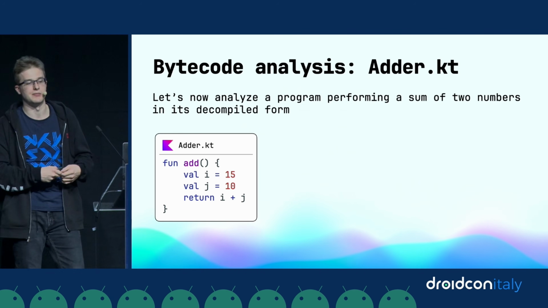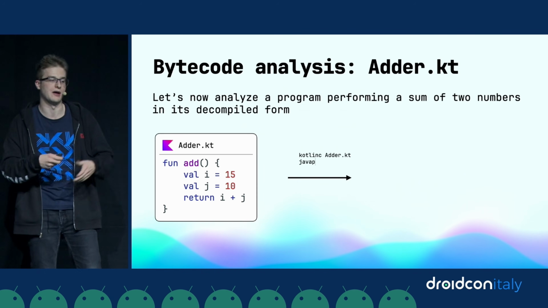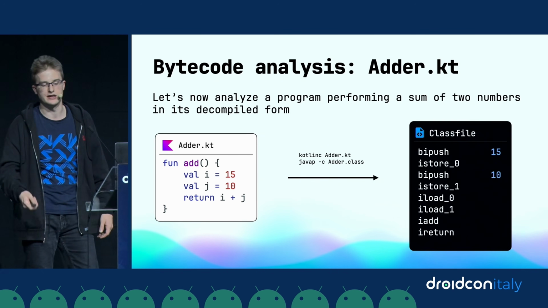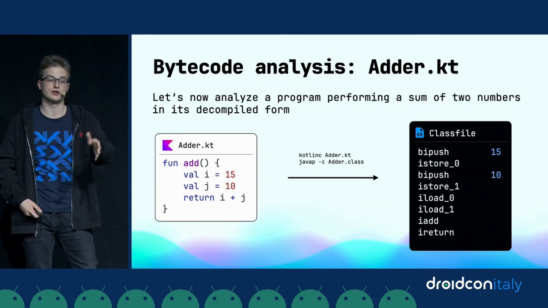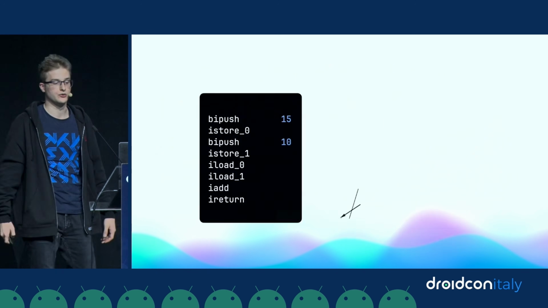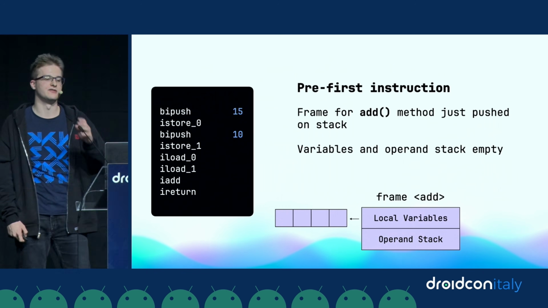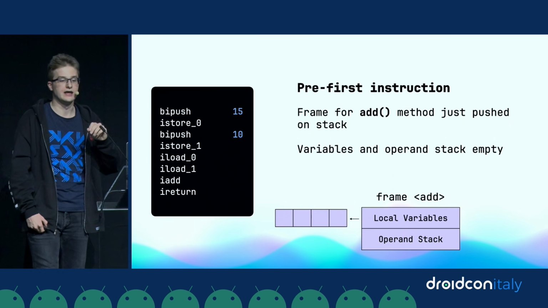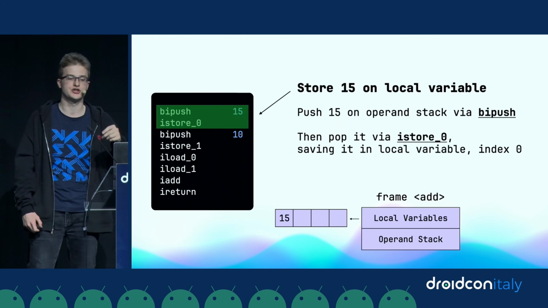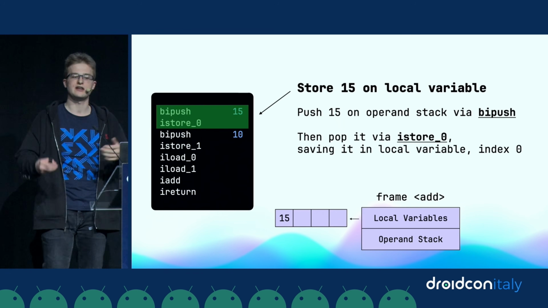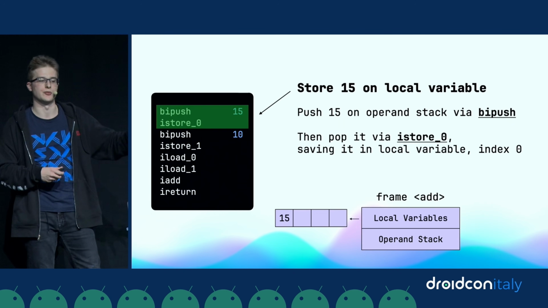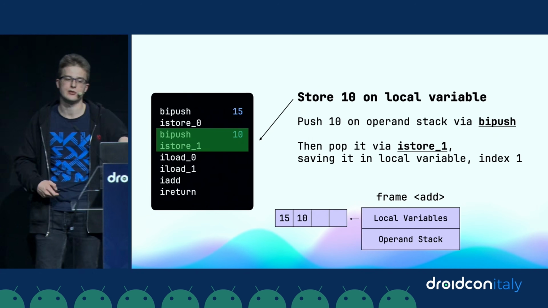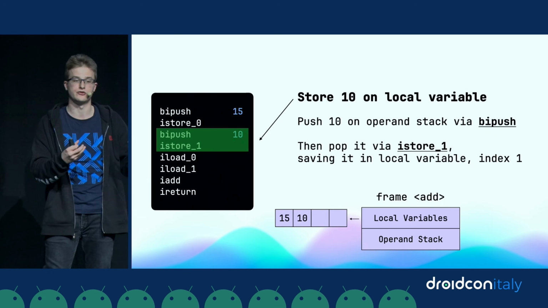Okay, and I actually prepared a bytecode example to just show how a simple program which sums two numbers in Kotlin, for example, is compiled into bytecode. That is the corresponding bytecode, a little bit cleaned up, and we can just see how it works. Before the first instruction, we assume you have a frame on the stack, and the first two instructions push a variable onto the stack, 15, and then they pop it to save it onto the local variables. Then it does the same thing again, pushing 10 on the stack and then saving it in the local variables, so that we loaded the two values that we want to sum.